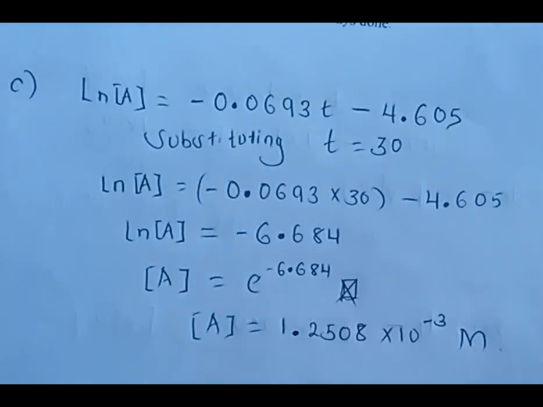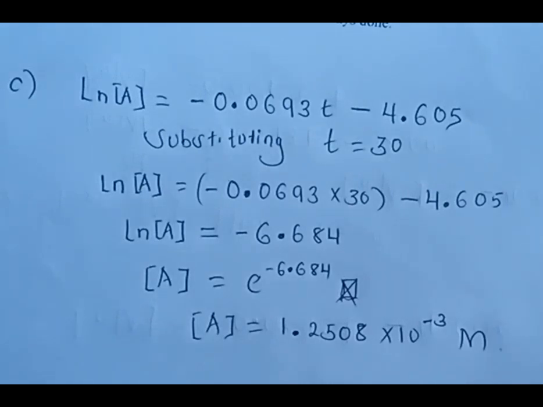So for this last part C, where we have to calculate the value of A at T equal to 30 for experiment 1, we go back to our integrated equation, the one that we just determined, that ln A is equal to negative 0.0693 T subtract 4.606. Now we substitute T equal to 30 in this equation, and we have ln A is negative 0.0693 multiplied by 30, and we subtract all that from 4.605. Okay, so the right hand side will simplify to negative 6.684.